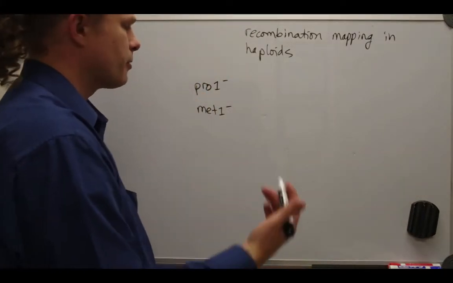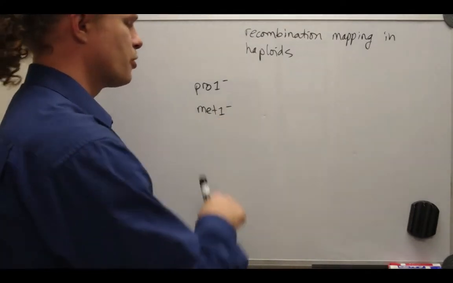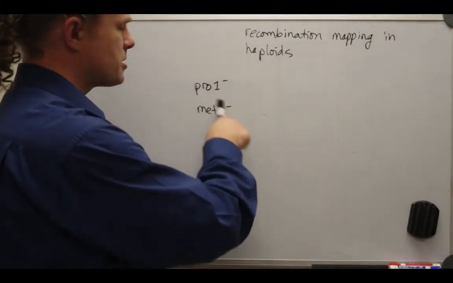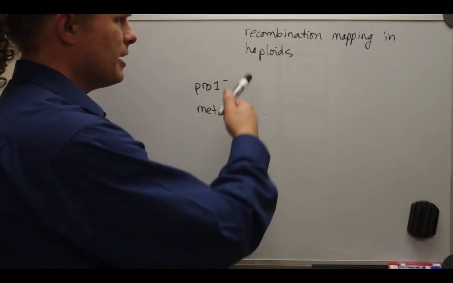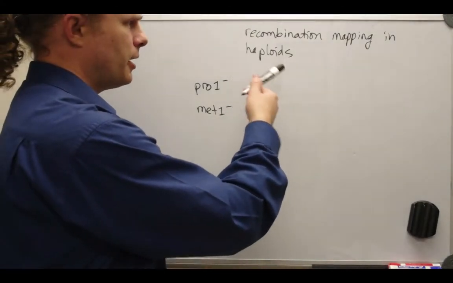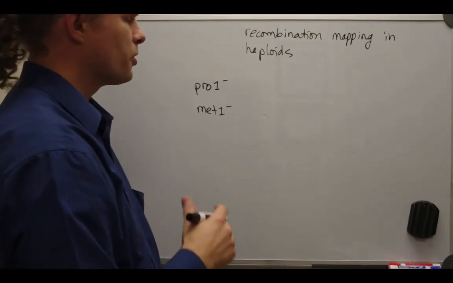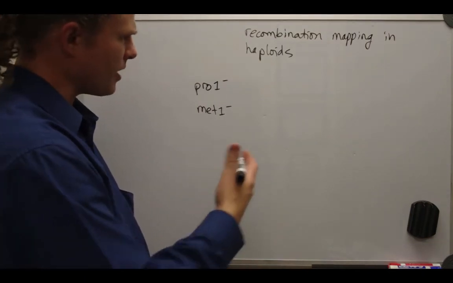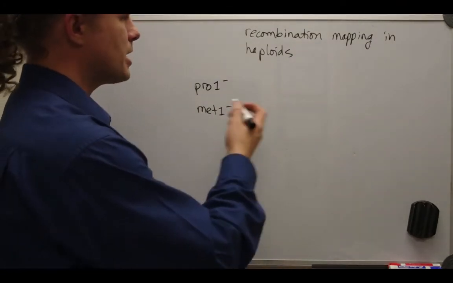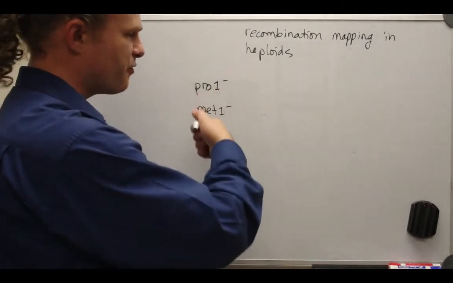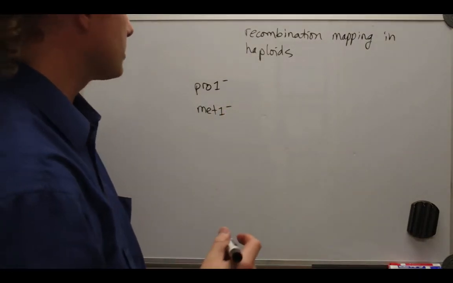Similarly, we could do any number of mutagenesis screens to look for other different auxotrophic mutations. So perhaps this is a methionine auxotroph, so we'll call it MET1 minus. Now what we might be interested in is saying, okay, we've got these two mutant auxotrophs. We're interested in the mapping relationship between the two loci. So we can use these as an example, as phenotypes that we can use as an example to show how mapping is done in haploids.